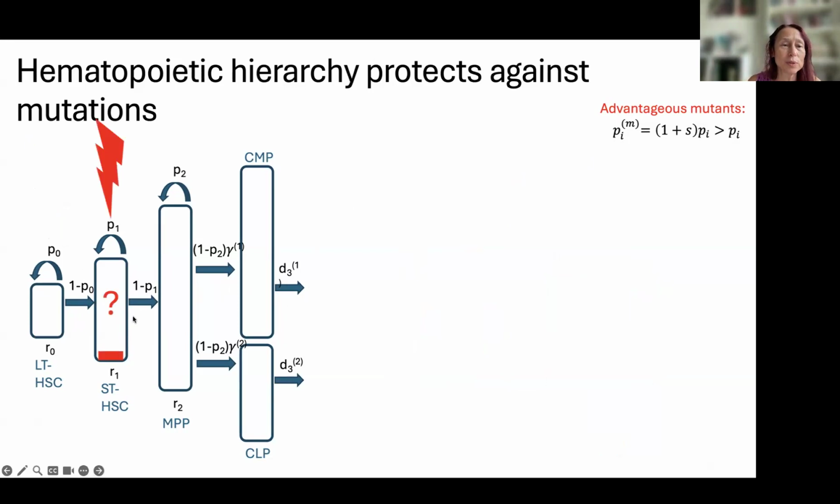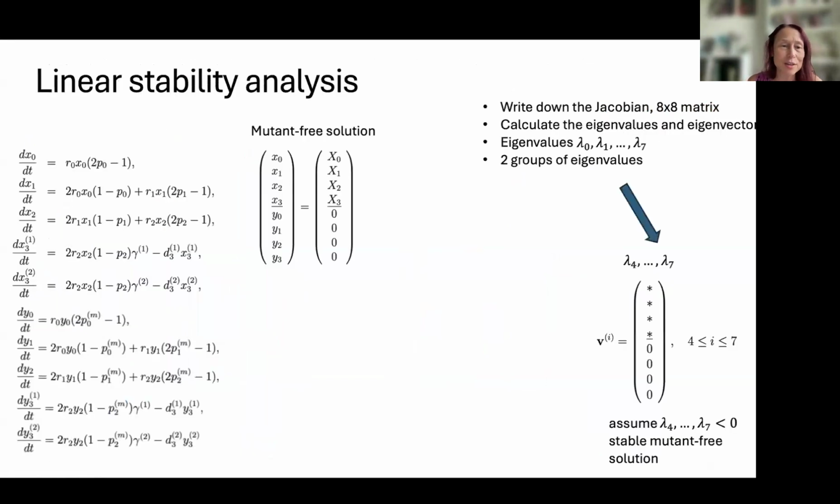Now, what happens if we put a mutant here? And that's less clear, right? Or here. So these are the questions that we are going to try and answer. So this is, I repeated the system. Now it has 10 equations. And we are going to answer the questions that we asked by performing a linear stability analysis. And again, I hope you are somewhat familiar with it. I already mentioned linear stability analysis in the context of my previous slides. So here it's done for this system.